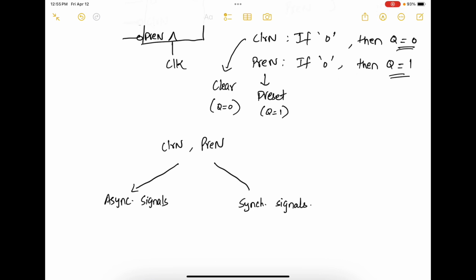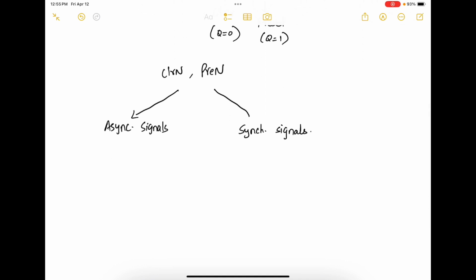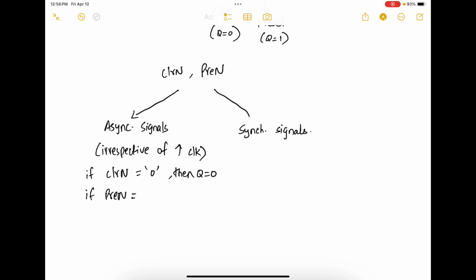So when I say asynchronous, it means that whenever clear N or pre-N goes to 0, irrespective of the rising edge of the clock, your output is going to be at a 0 or a 1. So irrespective of the rising edge of the clock, or it can be a falling edge as well, depending upon your design. So irrespective of the rising edge of the clock, if clear N equals 0, then output equals 0. Or if pre-N equals 0, then output equals 1.